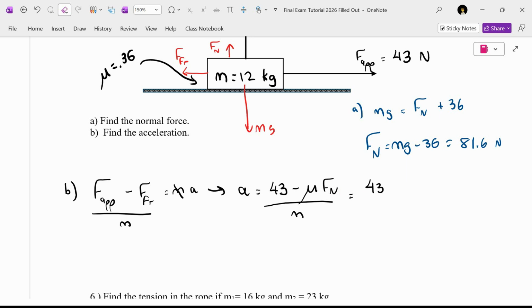You know what? That's going to be 43 minus what's mu? I don't know what's mu. 0.36. The normal force, 81.6, divided by 12. That'll get us the acceleration. Once you have that written out, go to your calculator. A solid A or A plus level question would be me giving you the acceleration, asking you to get the coefficient of friction, the mu, by itself.